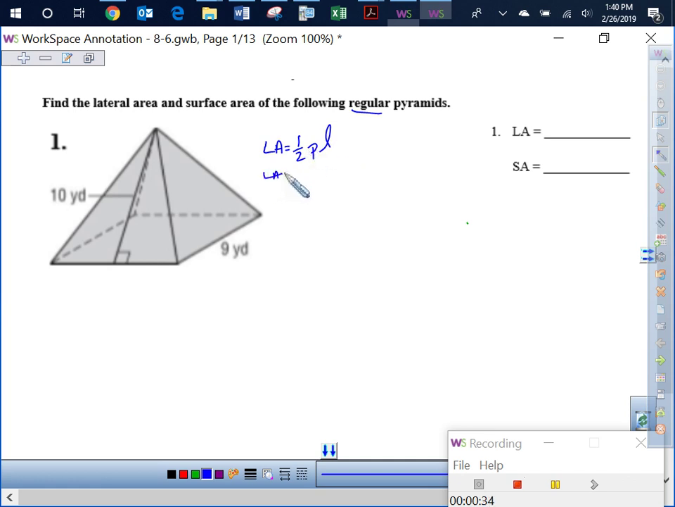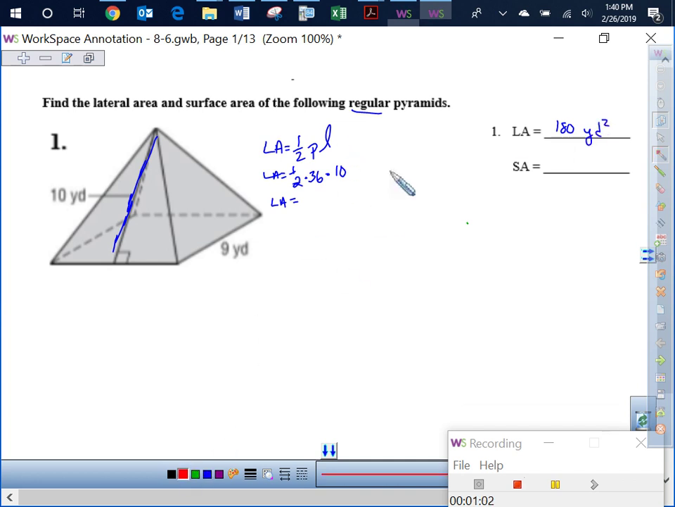We need the perimeter of the base. Well, being as how this is regular, that would mean that's a square, and it's all 9 yards, so 9 plus 9 plus 9 plus 9, or 9 times 4, which would be 36. And the slant height, we got that also. That's 10 in that scenario. So we can just punch that in, 1/2 times 36 times 10, and get ourselves 180 square yards. So that's a simple one.